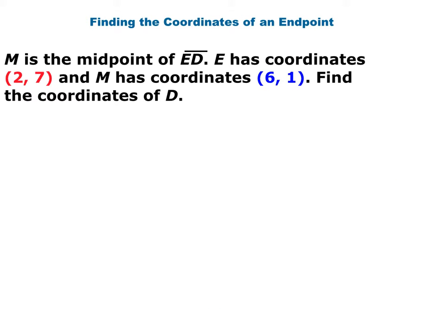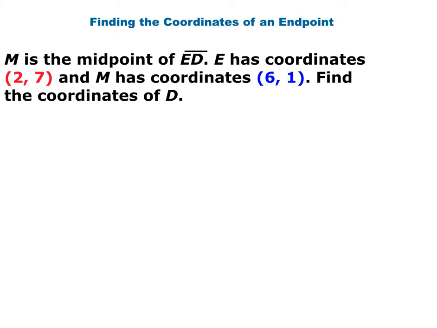This one's a little bit different. Now read through carefully and tell me what's different. Okay, so you're doing what this time? You're finding D. What's different about D? That's on the endpoint. Okay, D is not the midpoint. D is one of the endpoints, okay?